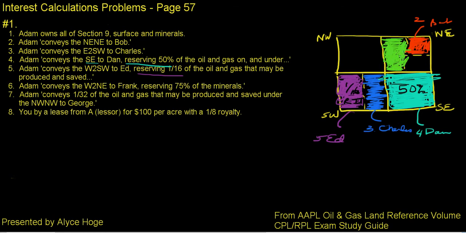So that is going to be for Frank. But note that A is reserving 75% of the minerals. So even though this is owned by Frank, Frank is going to own 25%, and Adam is going to own the remaining 75%. So we'll know that's land owned by Adam. Okay, and that is number 6.